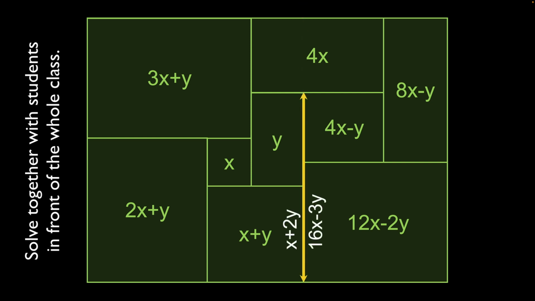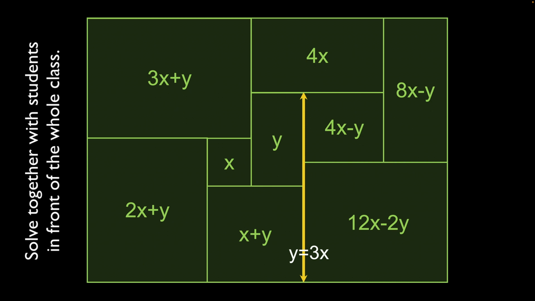Instead, we could add this line and figure out that on the left, that looks like x plus 2y, and on the right, that looks like 16x minus 3y. So what's true? Those two have to be equal. Okay, yeah. And let's sort our terms. So that's going to be 5y is equal to 15x, or y is equal to 3x. Now what do we do?